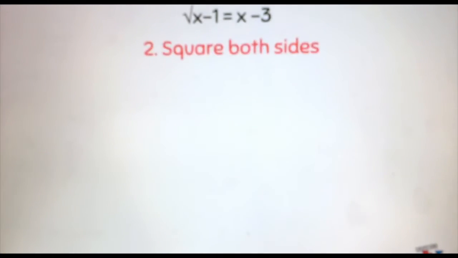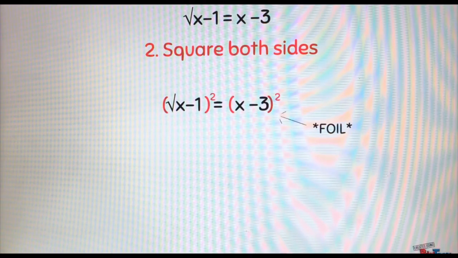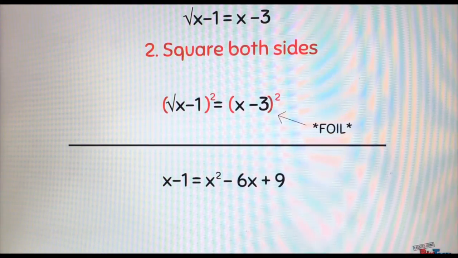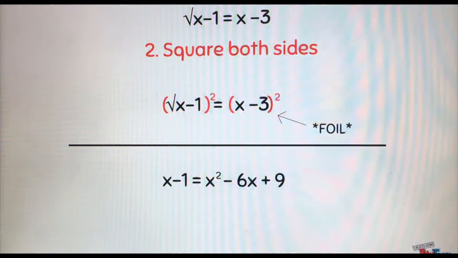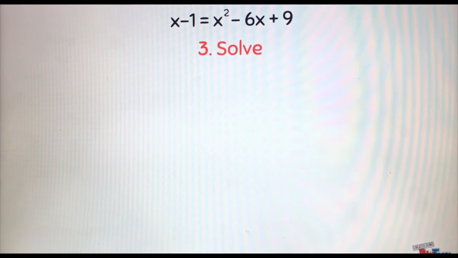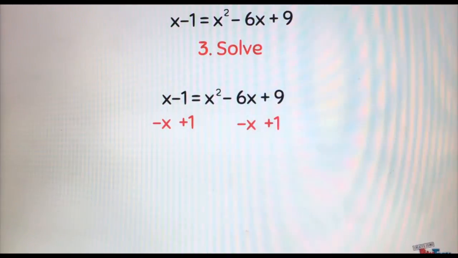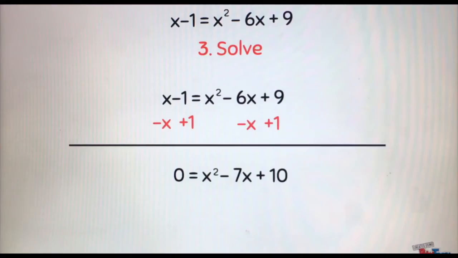Next, we will square both sides and FOIL the x minus 3. The radical and the exponent will cancel each other out to give us x minus 1 is equal to x squared minus 6x plus 9. Next, solve the remaining equation by subtracting x and adding 1 to both sides, which will leave you with 0 is equal to x squared minus 7x plus 10.